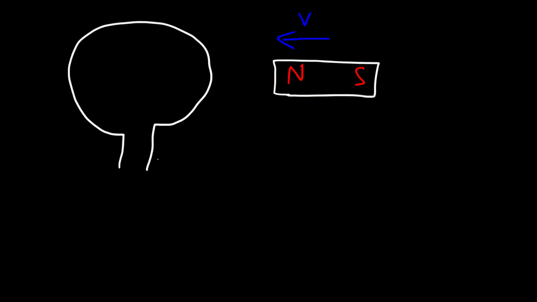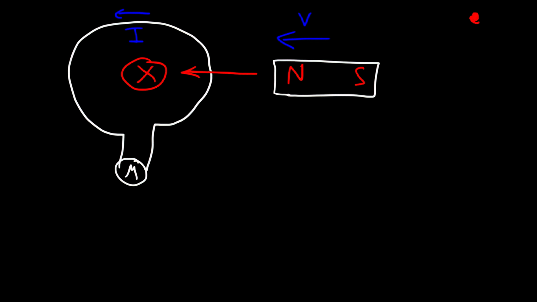Let's say the coil is connected to some meter. As we move the magnet into the coil, a current will be generated, and this current is going to move in the counterclockwise direction. The magnet produces a magnetic field, which goes into the page. X represents into the page, and a circle represents out of the page.